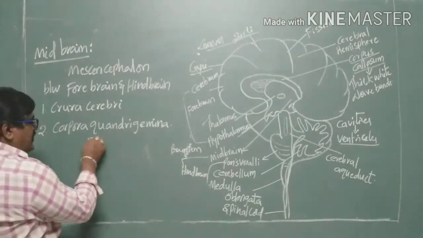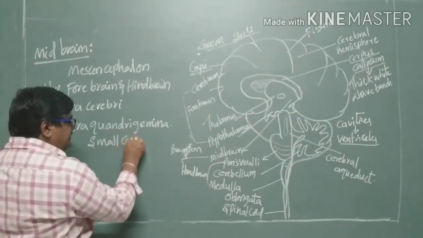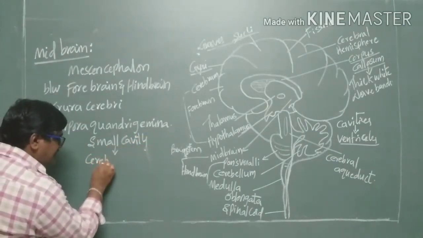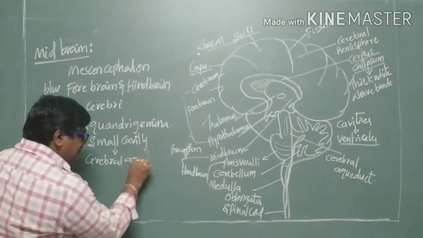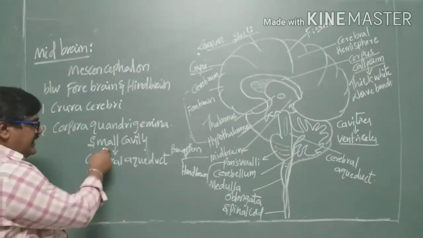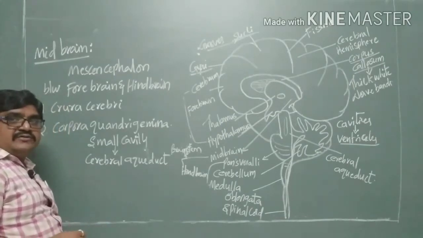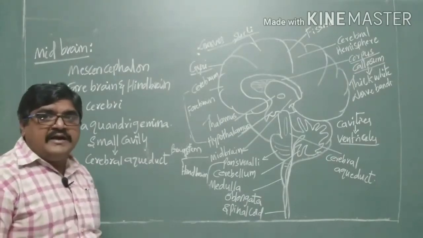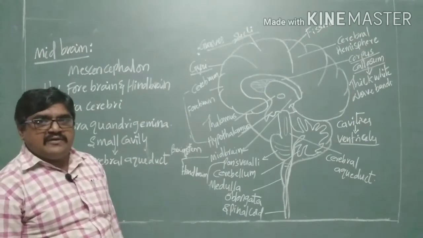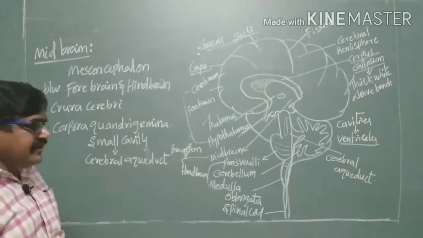It consists of a small cavity called the cerebral aqueduct, which opens the third ventricle into the fourth ventricle of the medulla oblongata. And here the midbrain and hindbrain form the brain stem.